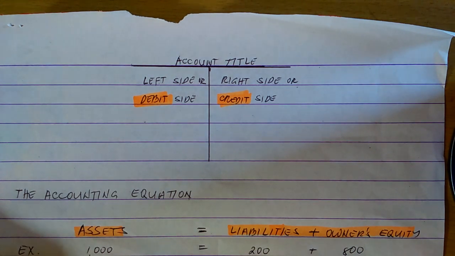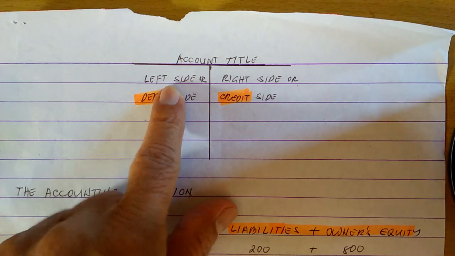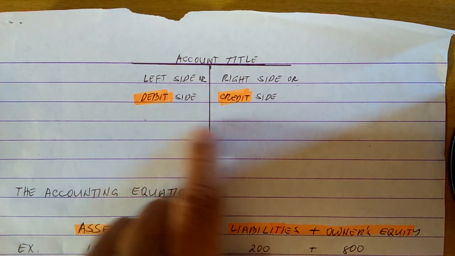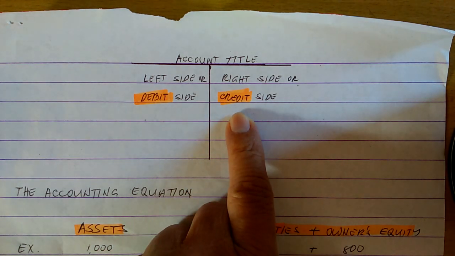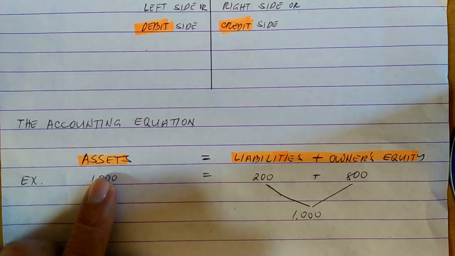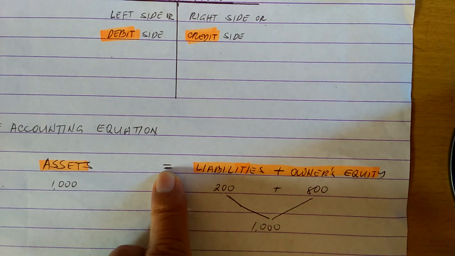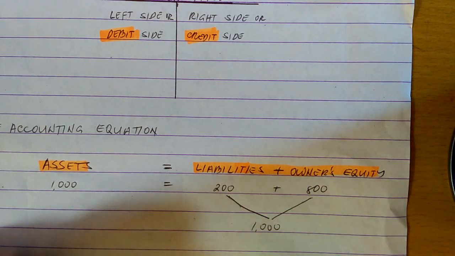Review of the T accounts, the debit and the credit. On the left side of the T account is the debit. On the right side of the T account is the credit. The accounting equation: assets equals liabilities plus owner's equity.